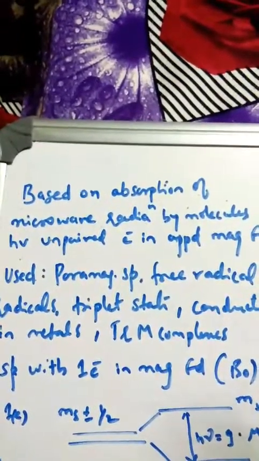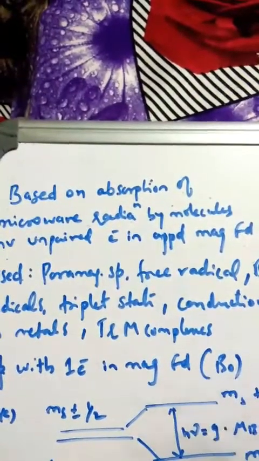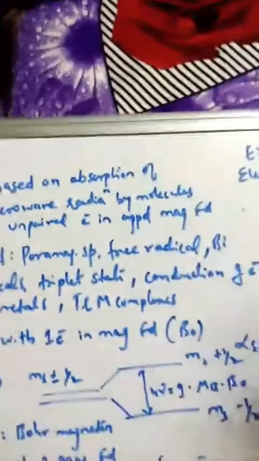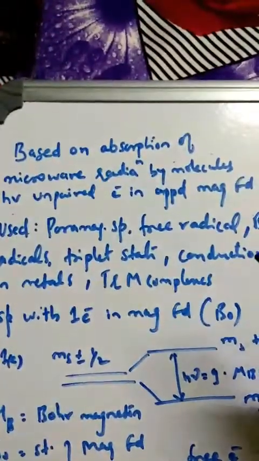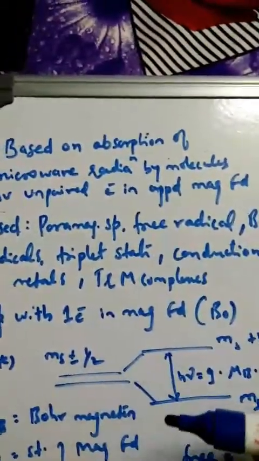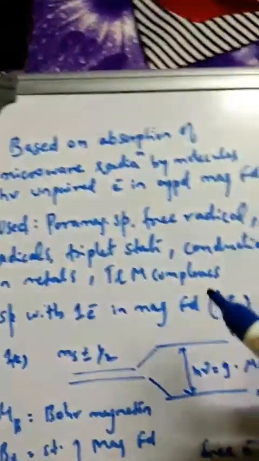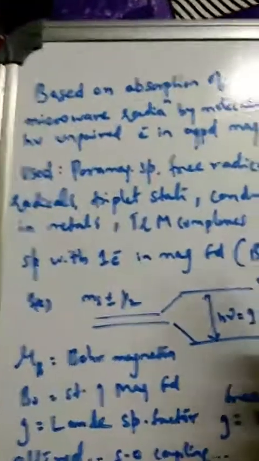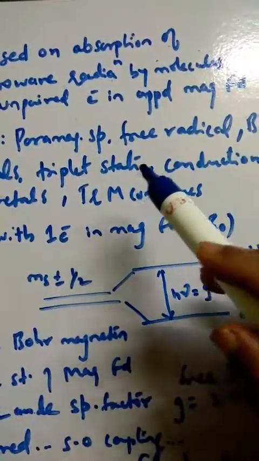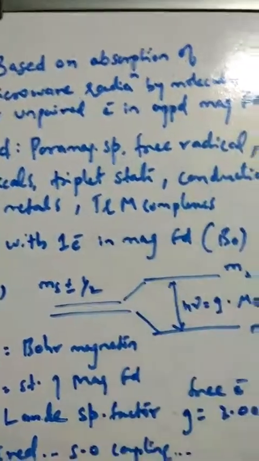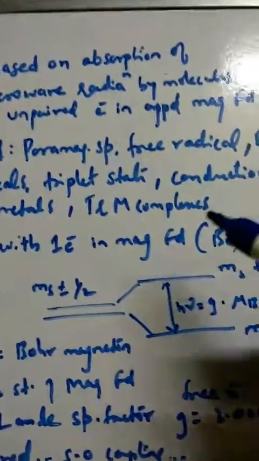So what is this microwave? In NMR we have seen radio waves. Similarly here in EPR, ESR, microwaves range from 300 gigahertz to 300 megahertz. And where is it used? It is used for paramagnetic species, any paramagnetic species having unpaired electrons.